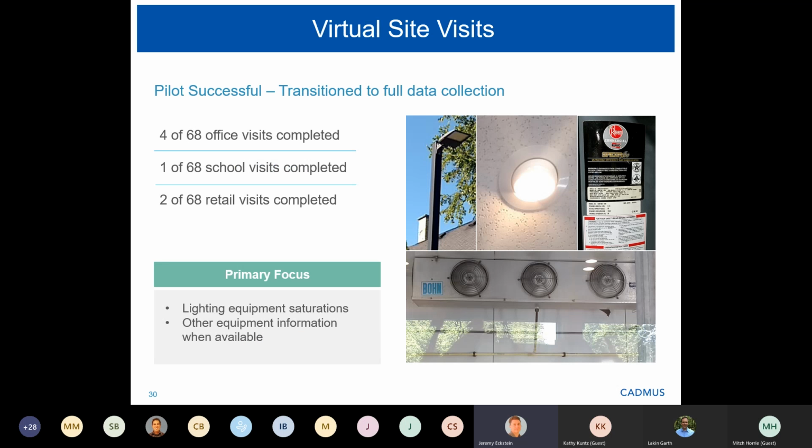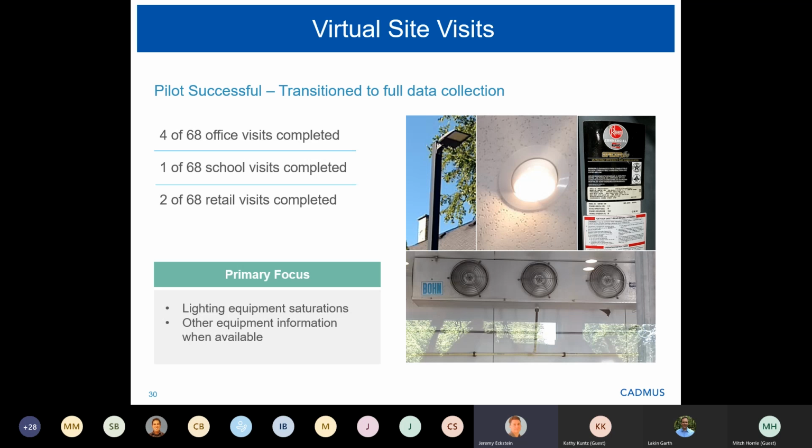The bigger update is about our virtual site visits. So the last time we met, we told you about some of the challenges that we would face going on site to commercial customers and collecting information via direct visit due to the coronavirus. And so we talked about doing a pilot to conduct these site visits virtually, meaning we use an application that allows us to essentially see the facility through the camera lens of a local staff person's smartphone and have them go through the facility, taking pictures of equipment, lighting types, essentially equipment that you would look at in person.